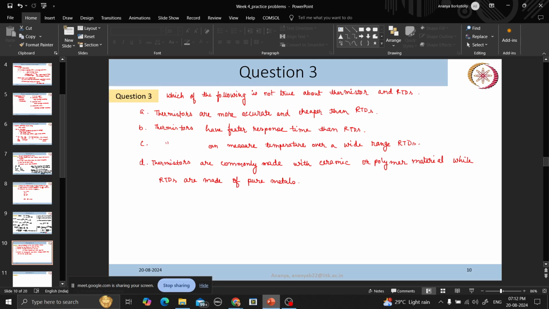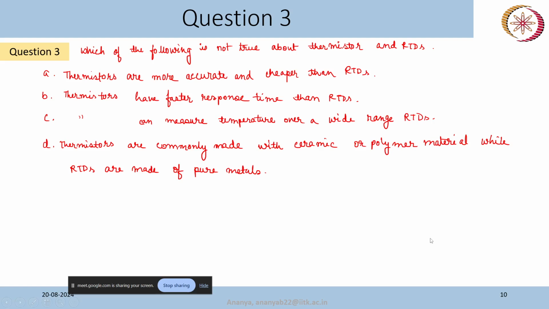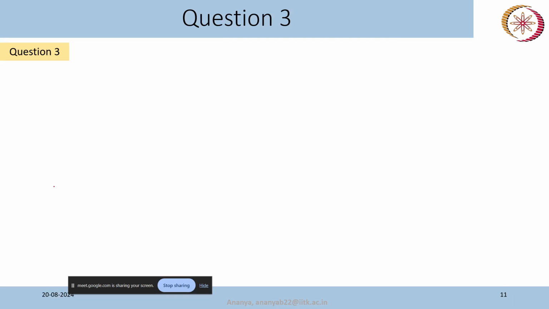Okay, those can be of semiconductors like ceramic, insulating type material, where the resistance change depends on the material properties. So let me give you a comparison between thermistors and RTDs, so that will be useful for you. I hope so.